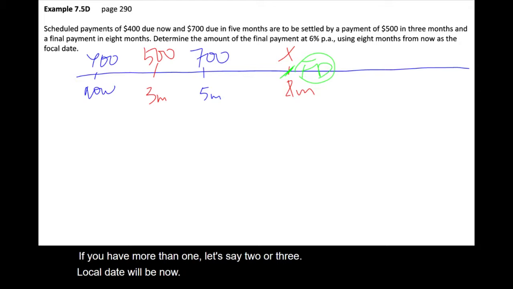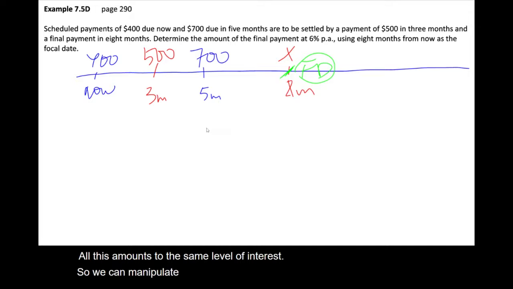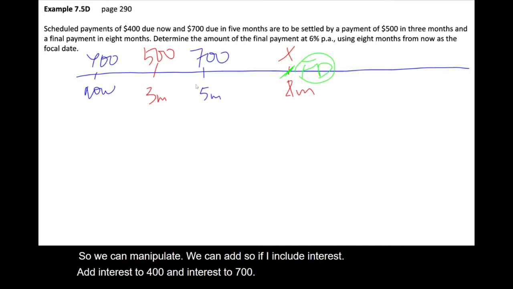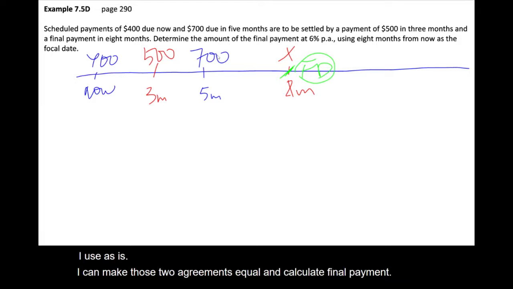Okay, and you said the focal date is bringing all this amounts to the same level of interest. So we can manipulate, we can add. So if I add interest to 400 and interest to 700, and respectively interest to 500, and X I use as is, I can make those two agreements equal and calculate the final payment. Okay, all right.